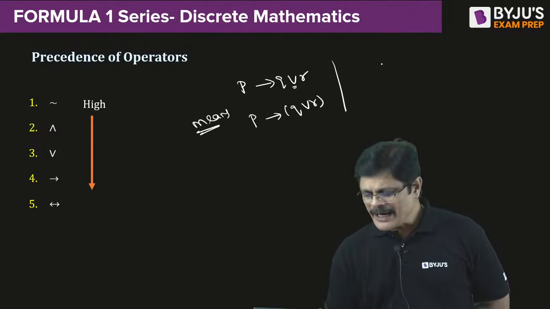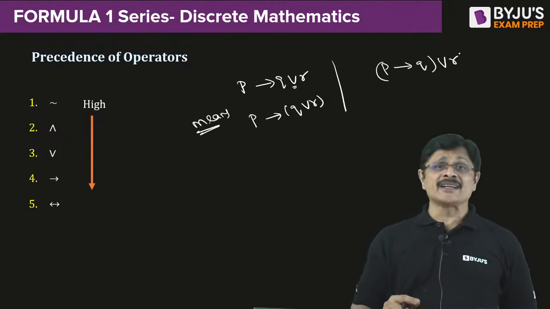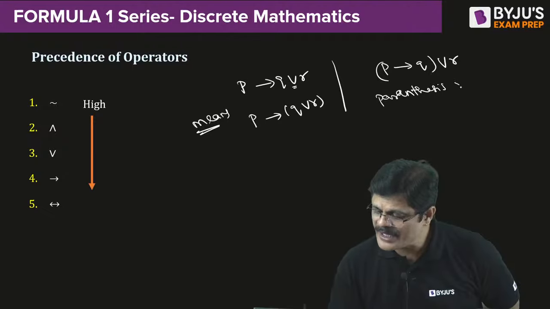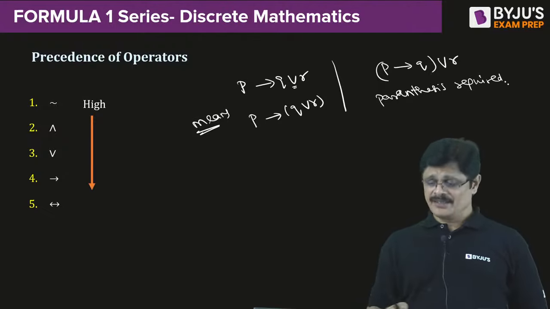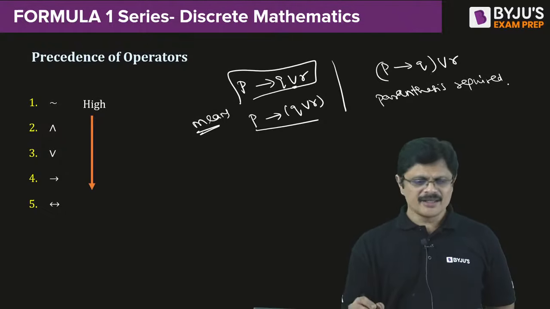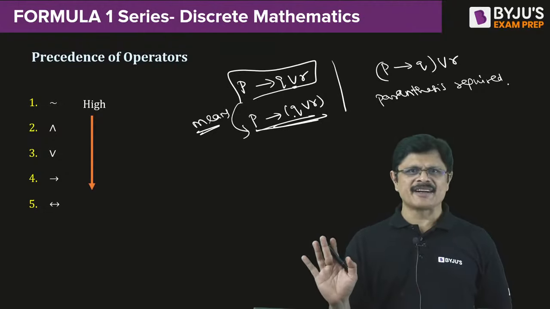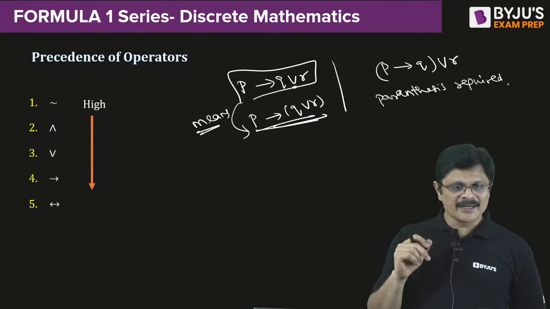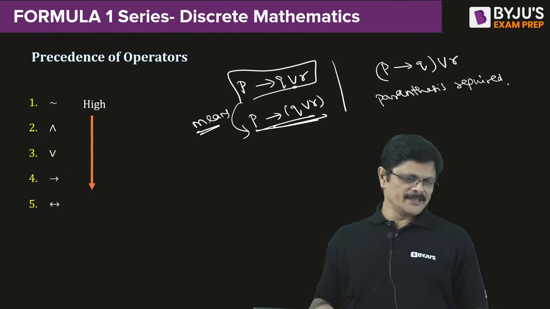Am I clear? But if you want to get the meaning (P implies Q) or R, the parenthesis is required here. Here the parenthesis is required. Here parenthesis is not required. If you don't write parenthesis, you get this meaning. But if you want to get the other meaning, you have to use parenthesis. Am I clear? Parenthesis must be used.